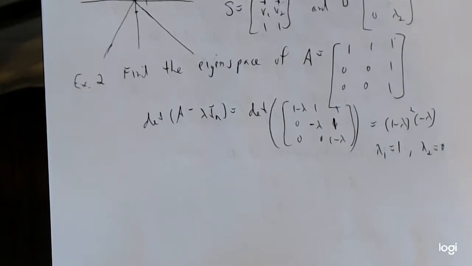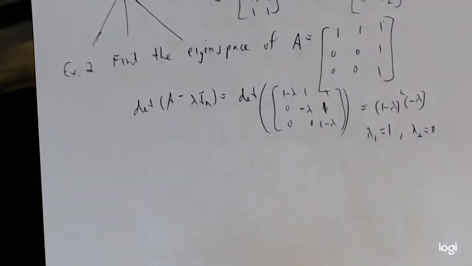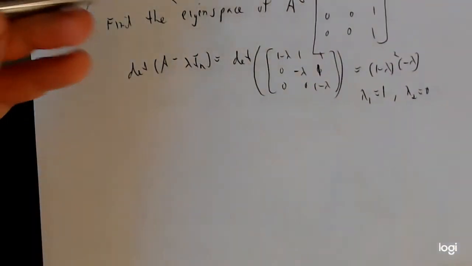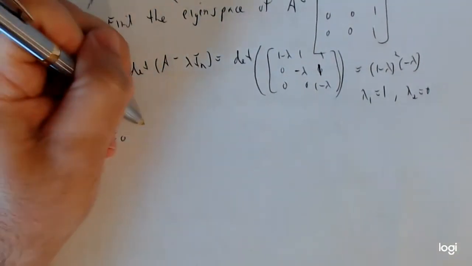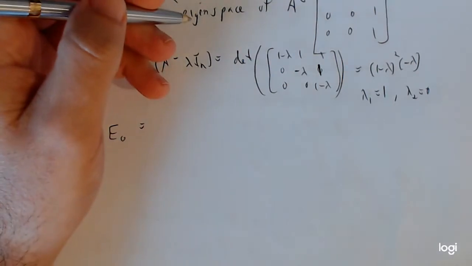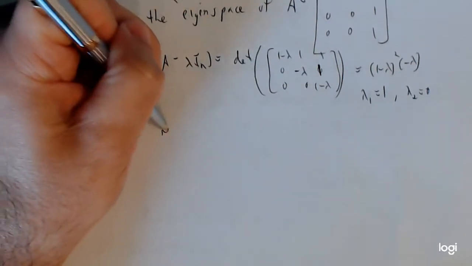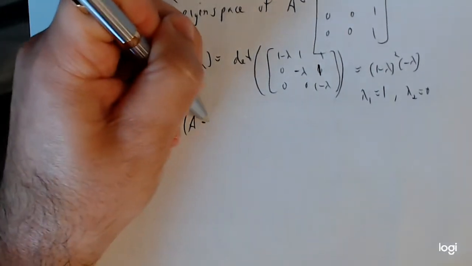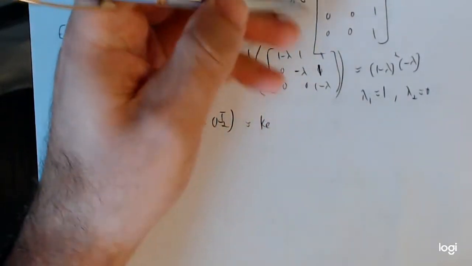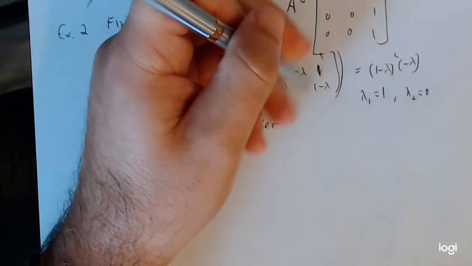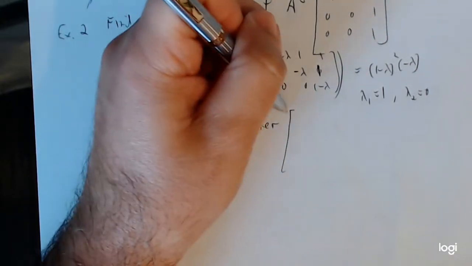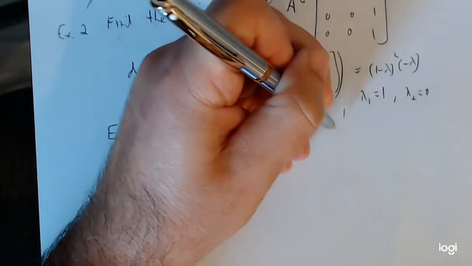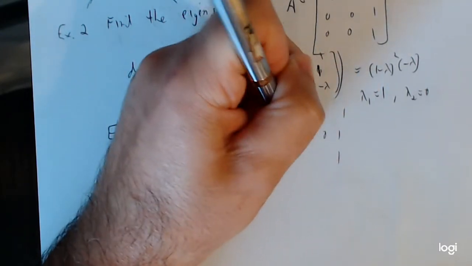Okay, so let's find the eigenspace for 0 first. And what does that give me? It's just literally the kernel of A minus 0 I sub 3, which is just literally what? The kernel of A. And the kernel of A, which ends up being 1, 1, 1, 1, 1, 0, 0, 0, 0.